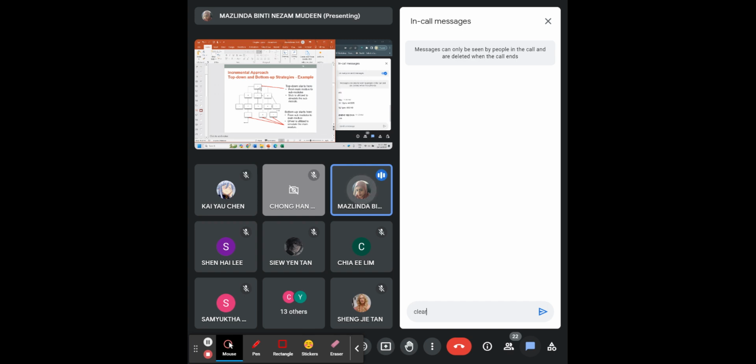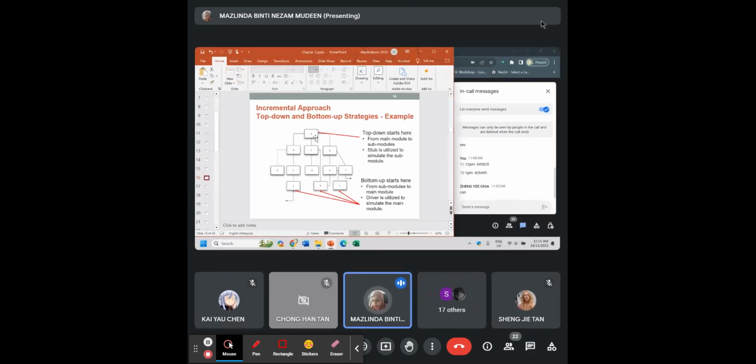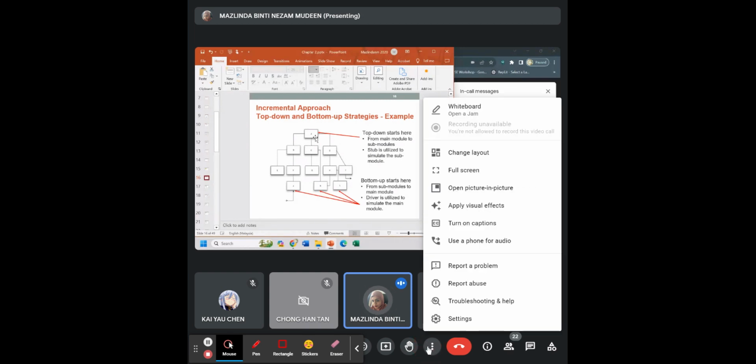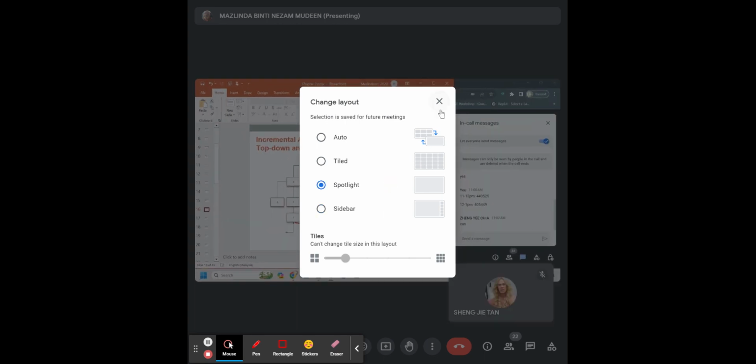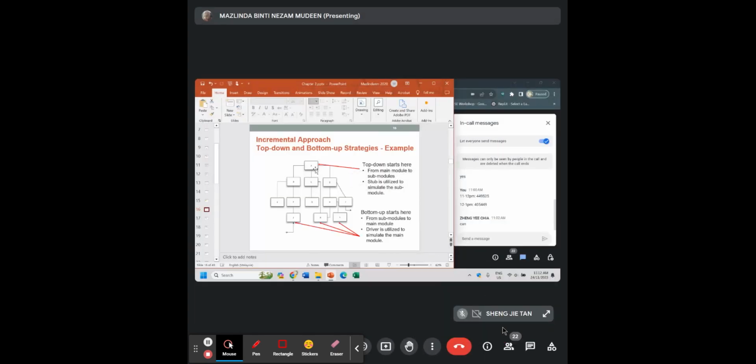When we use the incremental approach, we always need to decide how we are going to do the combining activity. Are we going to start from the top module and then move down, combining them, or do we choose the second strategy, where we start from the bottom level module and keep combining them until the highest level? In your programming before, I believe you have discussed drivers and stubs.